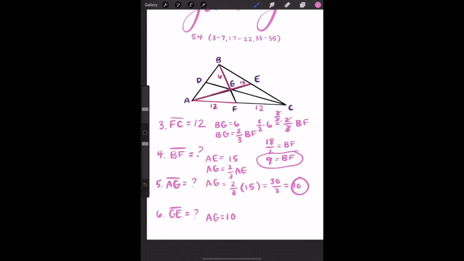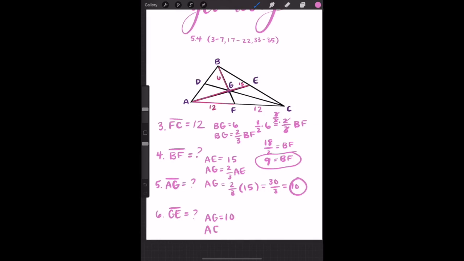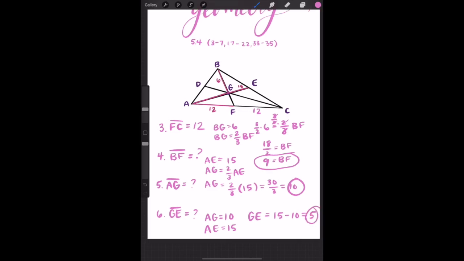So we know that AG equals 10. That was the last problem we did. And the whole median equals 15. So the whole thing's 15, and part of it's 10, so GE is going to be what's left, which is 5. So we're done with that first part.